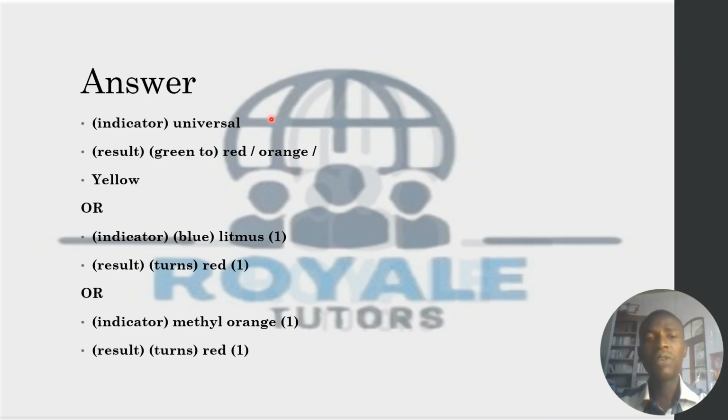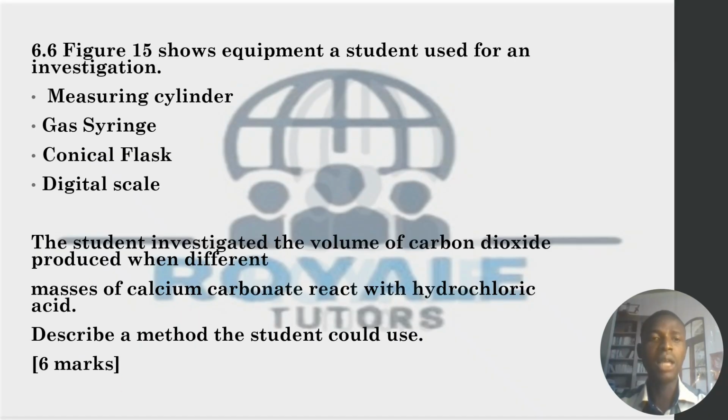If you use a universal indicator, the result will be from green to red or orange. If you use the litmus paper, the result will be from blue to red. Using the blue litmus paper, it will turn red to show that it's acidic. Then if you use the methyl orange indicator, the result will move from what? It will turn from orange to red. If you choose any of these, you're correct. So you're going to get your full 2 marks from that.